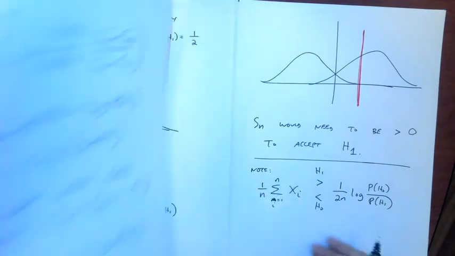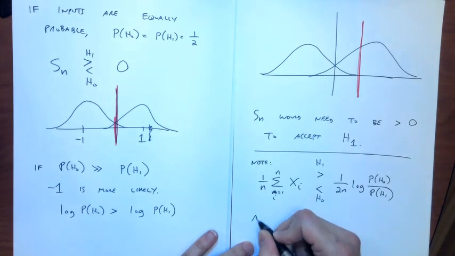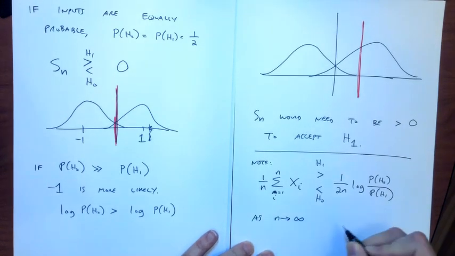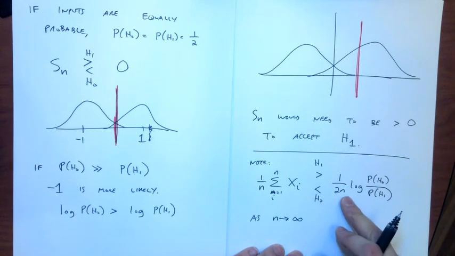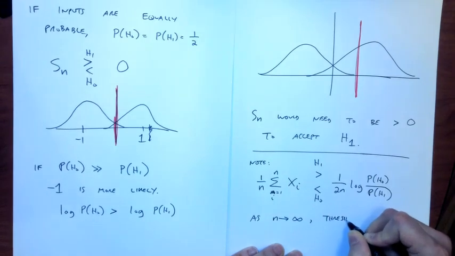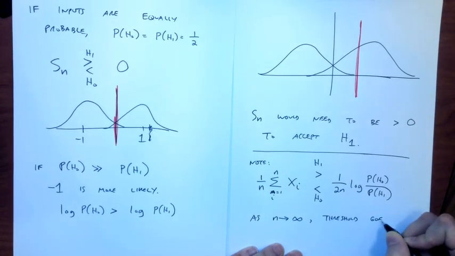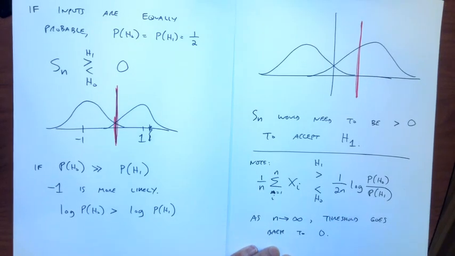Another thing to notice, if I think about things in terms of the mean, is that as n goes to infinity, this average will be the same on this side, but what will happen here is this will go to 0, so this threshold goes back to 0, regardless of the ratios of the priors, right?